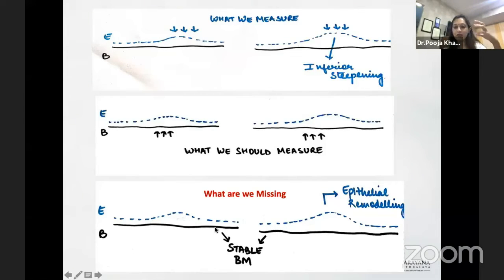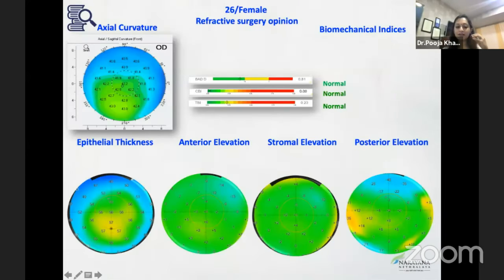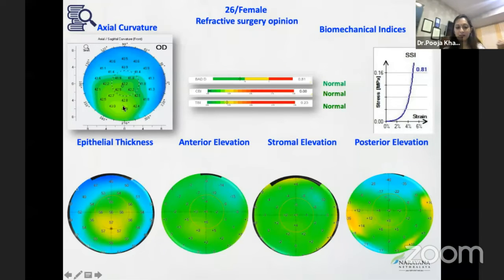So we don't have an epithelium issue if it is there. Like for example, this is the previous case I showed. There was an inferior steepening, but the indices were normal. And if you see the epithelium here, it is showing a little bit of hyperplasia, and a little bit of anterior elevation is present here because of the epithelial remodeling. But the stroma and posterior elevation are not there.